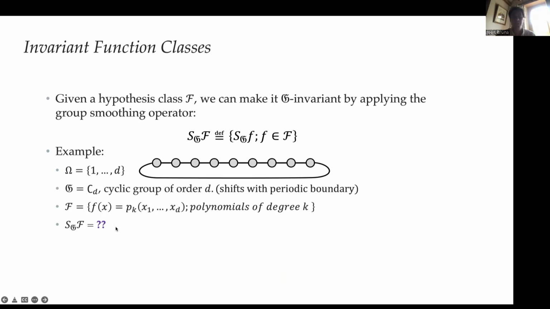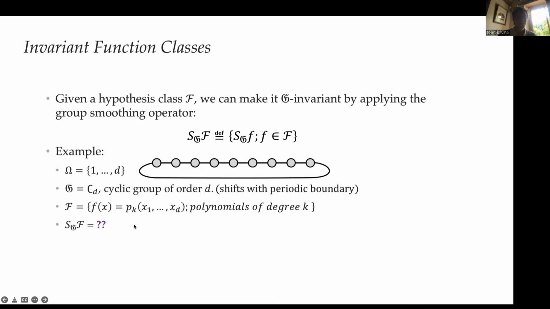So there's a question for you, right? Think about how you would take any one of these functions and consider its smooth version. Remember that a smooth version should be invariant with respect to all the translations, all the shifts. So think a little bit about how you would do that.